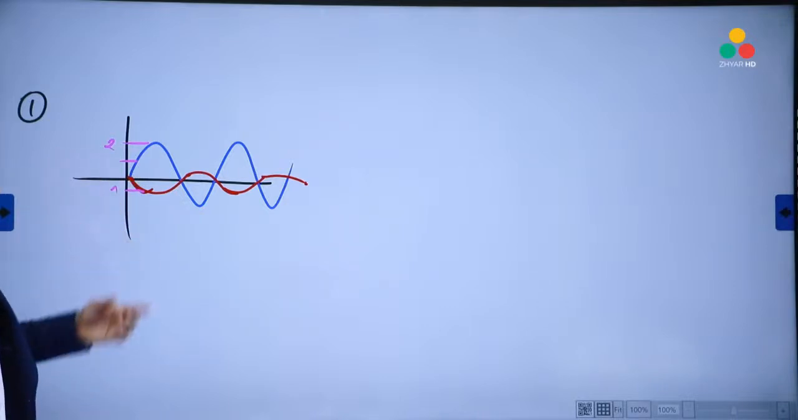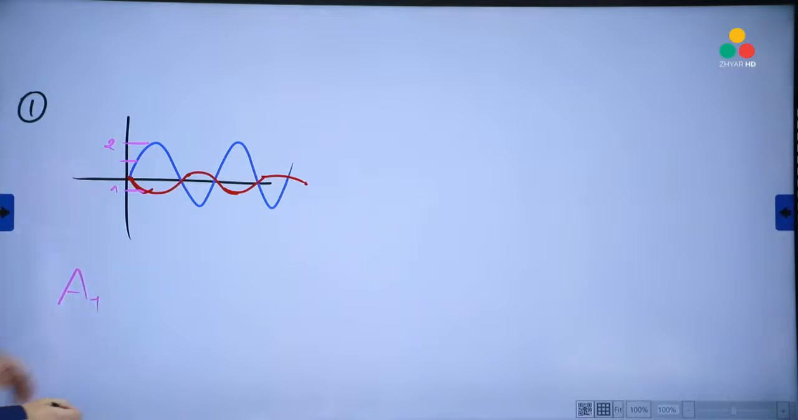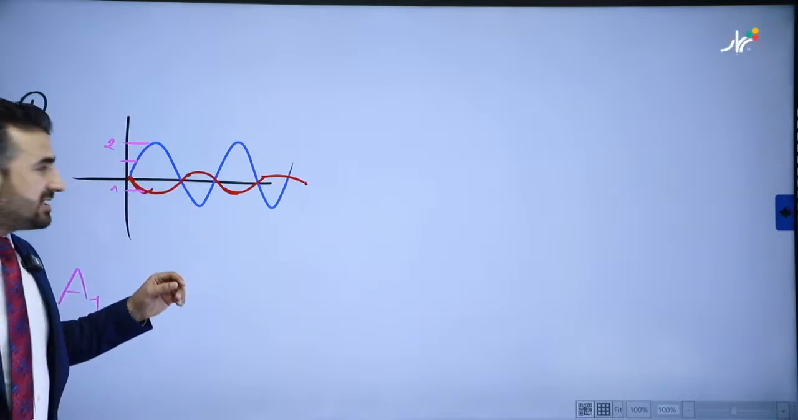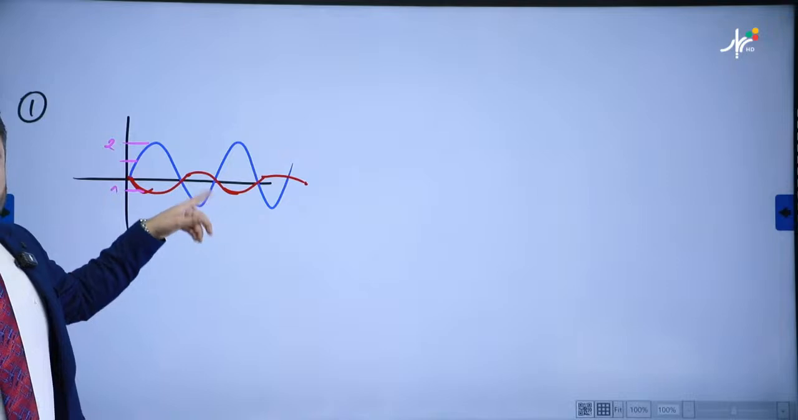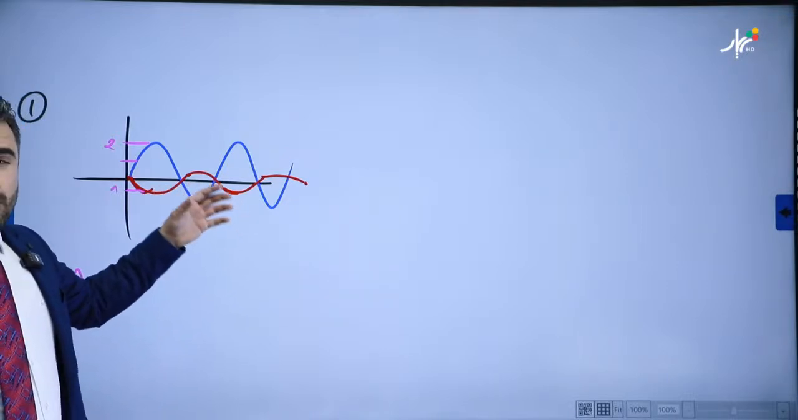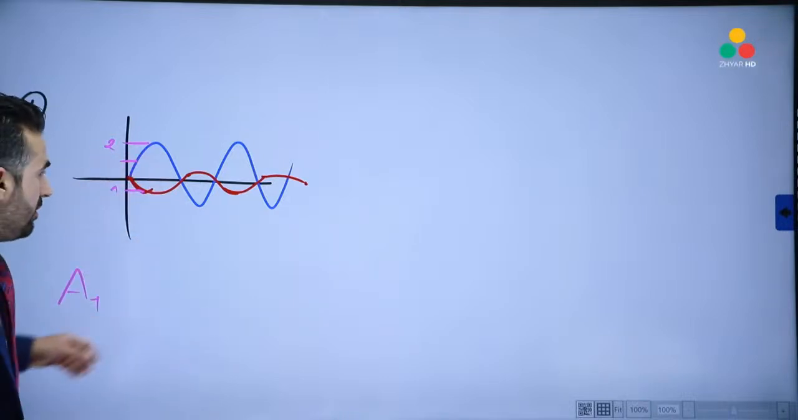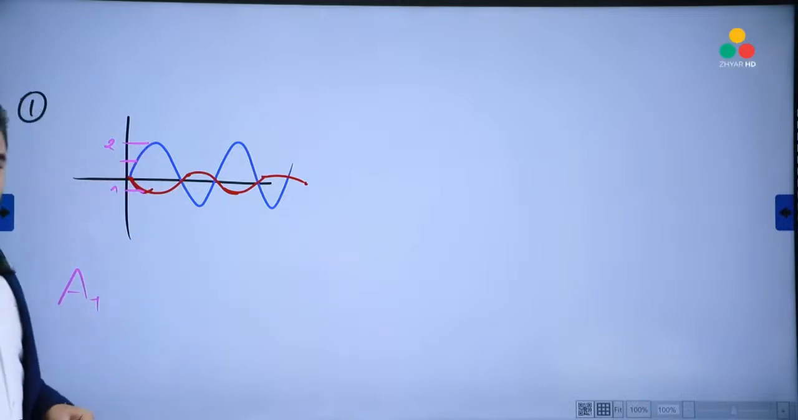So what will be the resultant of these waves? For the amplitude, you can see that the phase difference of these two is 180 degrees. But why don't they cancel each other out completely? Because there is a difference in their amplitudes here. So they don't completely cancel one another out.